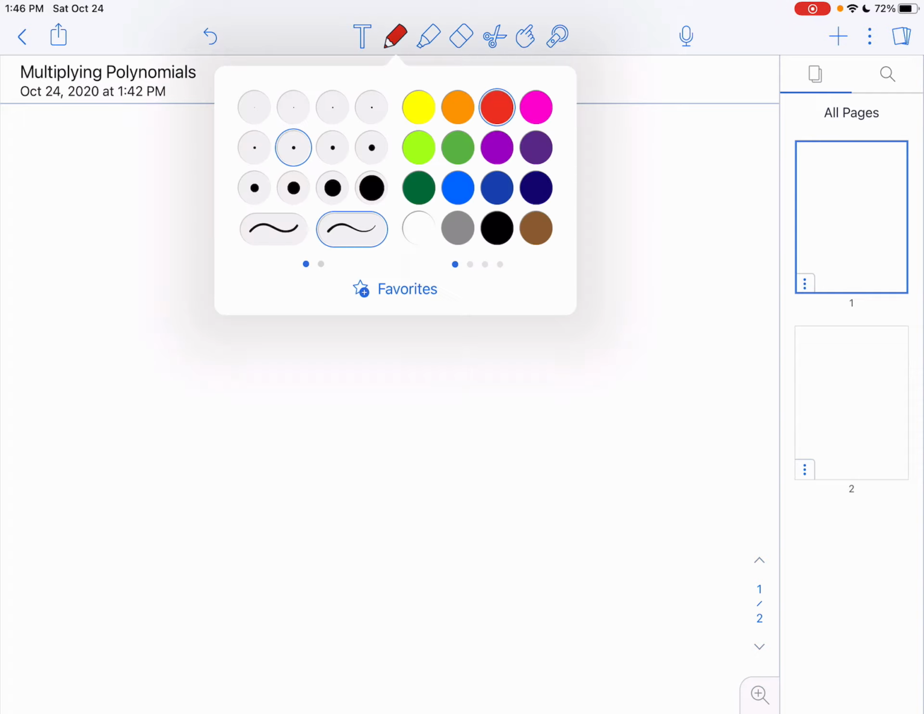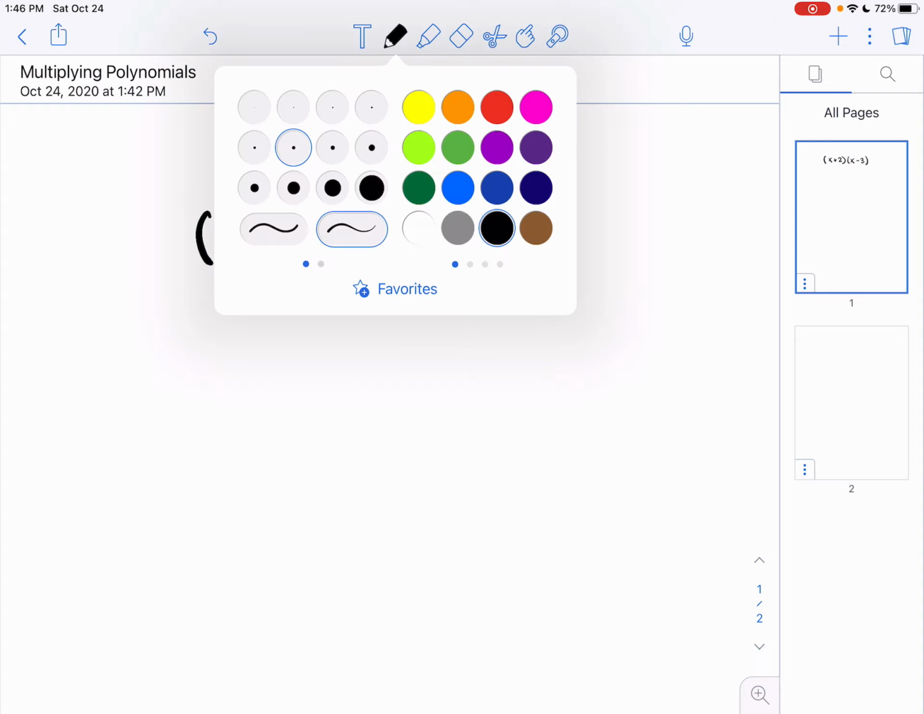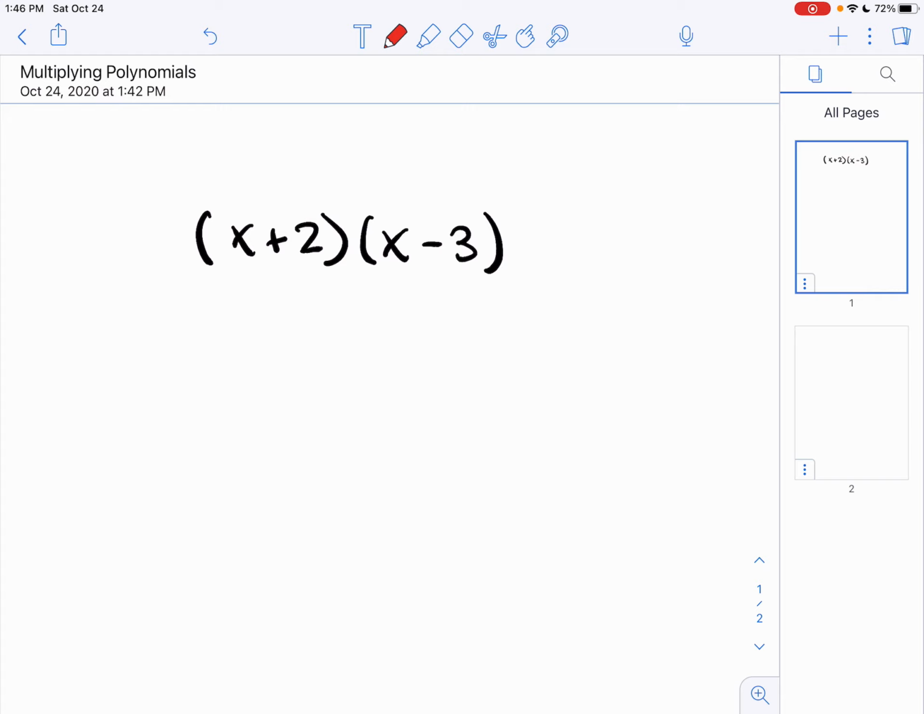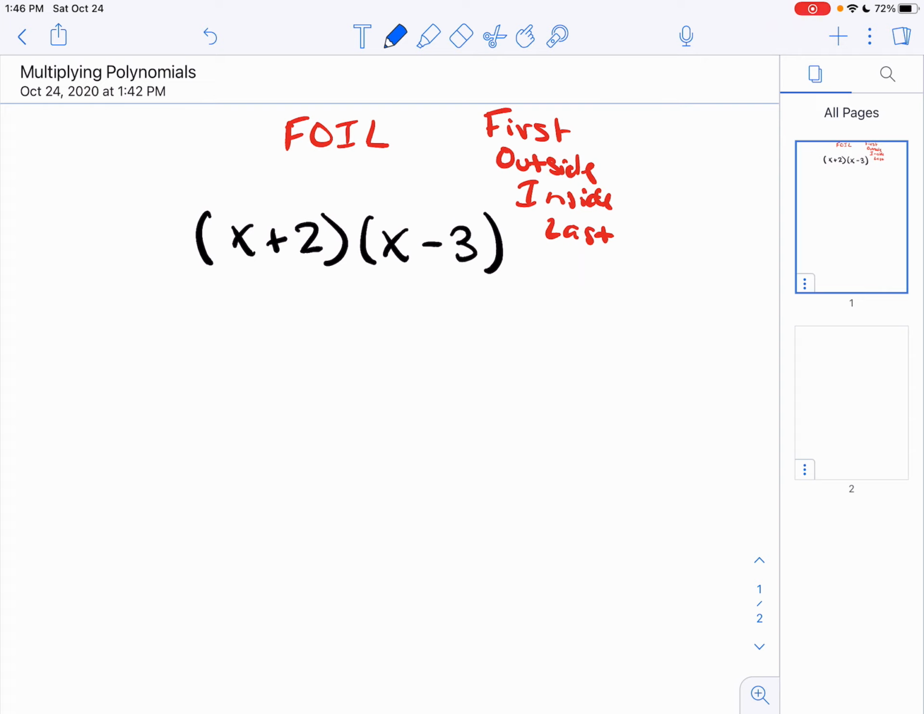In this video, we're going to talk about how to multiply polynomials. So if you get something like this, two binomials, and we have to multiply them, one way that we've seen before is by using the acronym FOIL. FOIL stands for first, outside, inside, last. So what that means is we're going to multiply first, the two first terms.